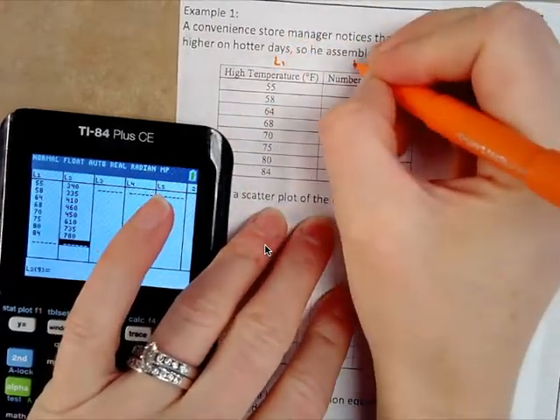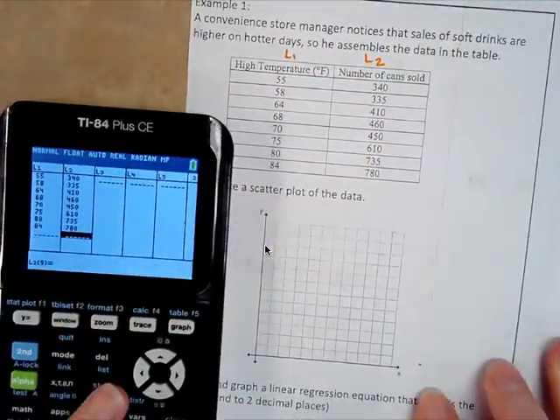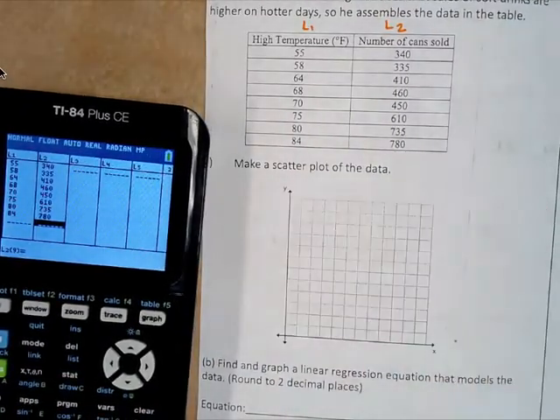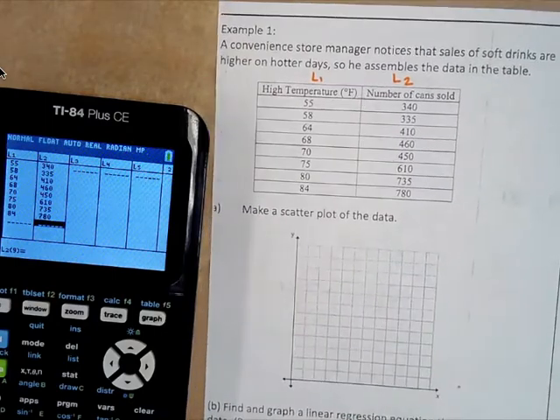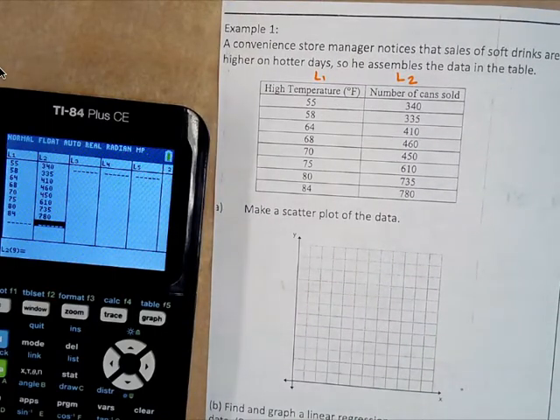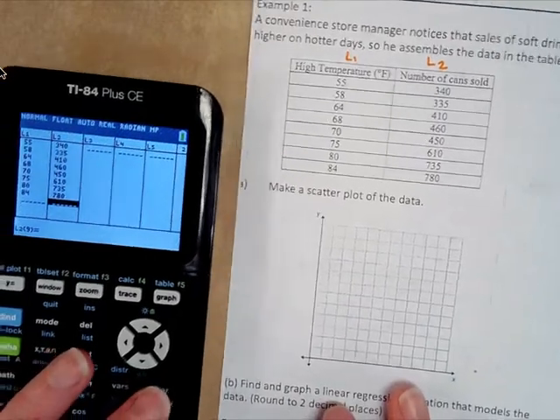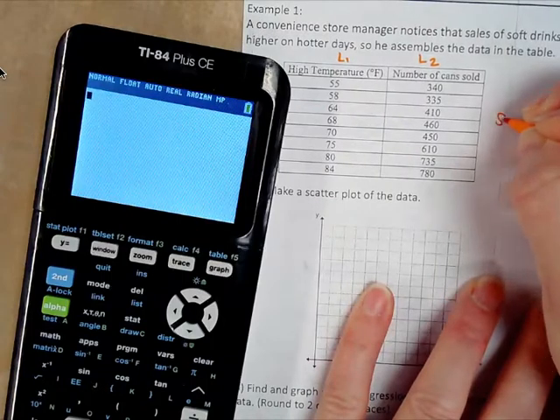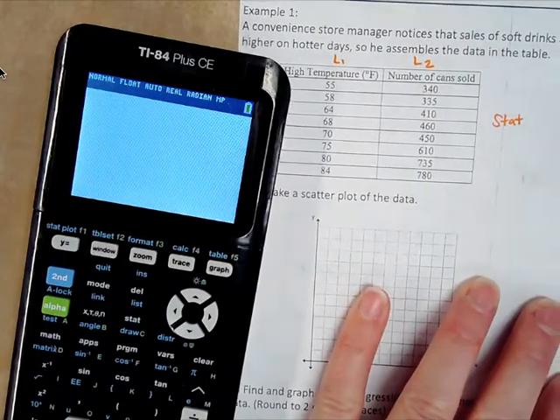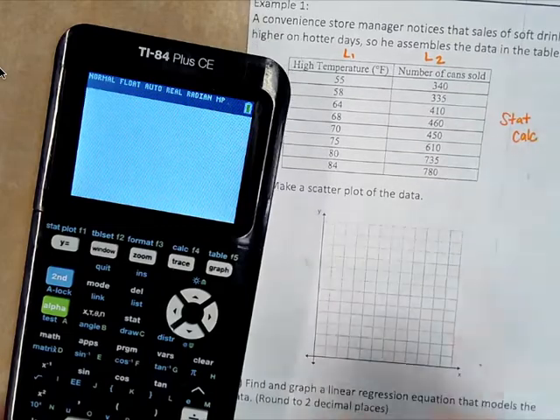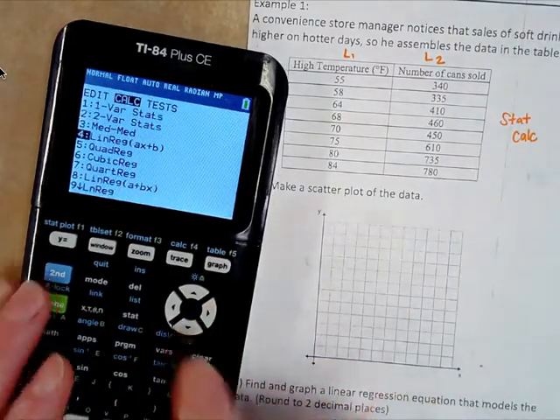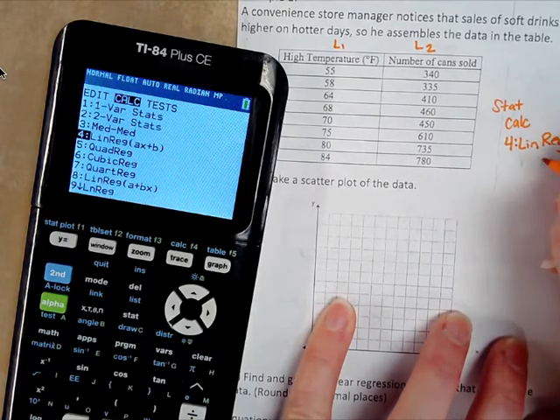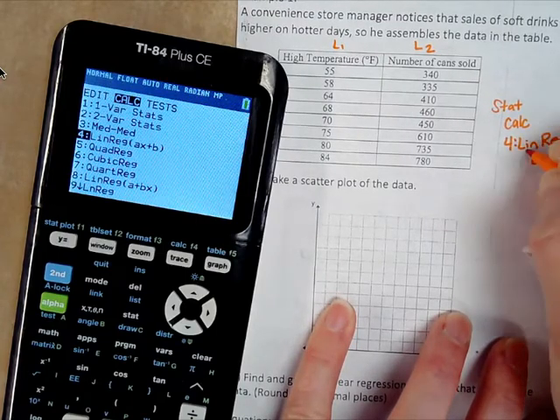Okay, so this was L1 and L2. You don't have to follow the exact order of it. So it says make a scatter plot, but you can do the equation first. So to get the equation, we go to Stat, over to Calc, and what are we calculating? 4, which is called what? Linear regression, AX plus B.